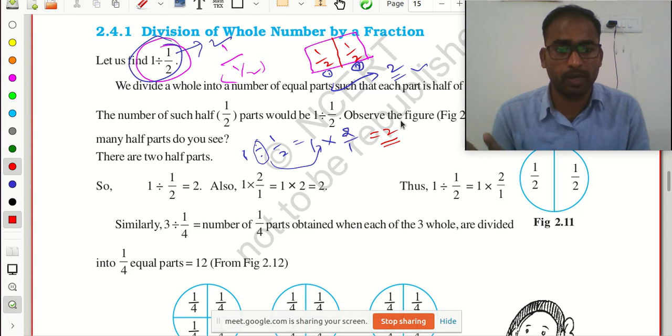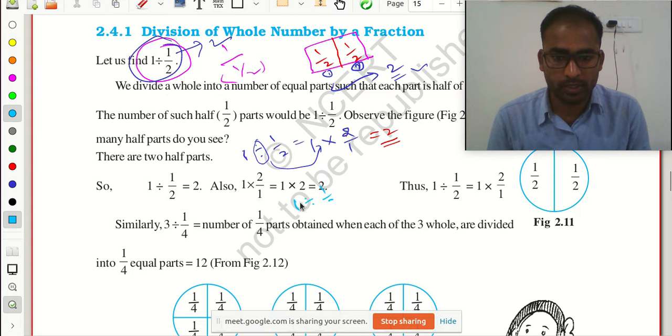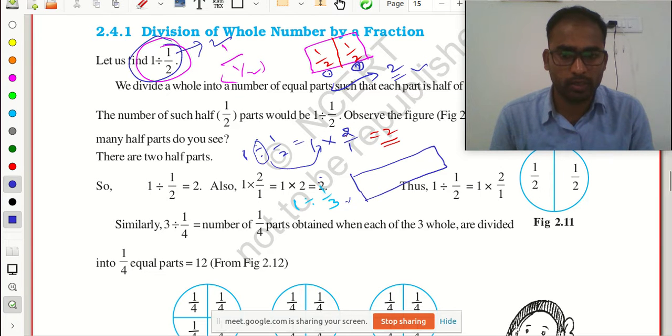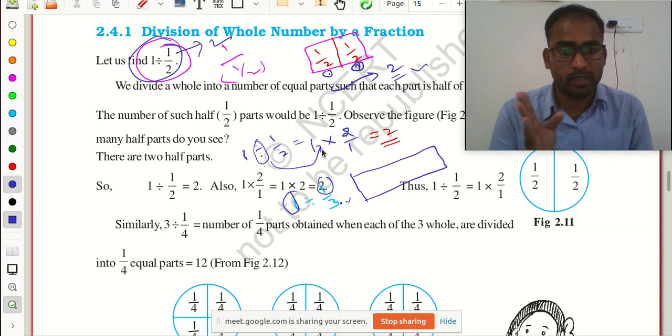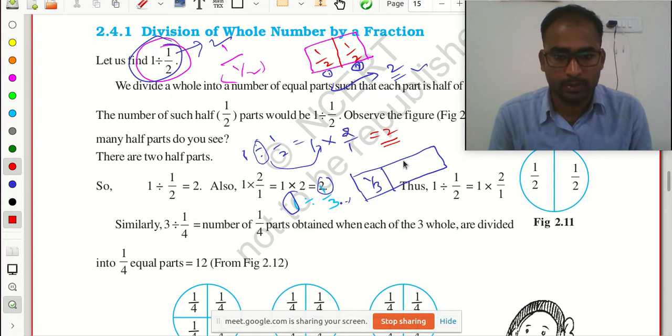I will give another example also. Suppose 1 divided by 1 by 3. What is the actual meaning of this? It means you have one single part, and you are making it into 1 by 3 parts. So here 1 by 3, 1 by 3.